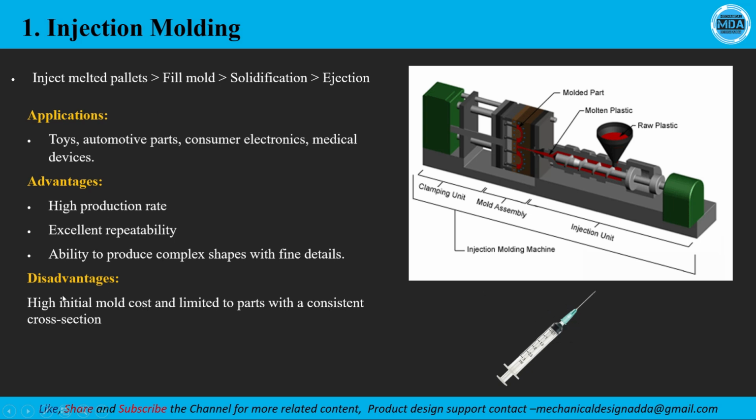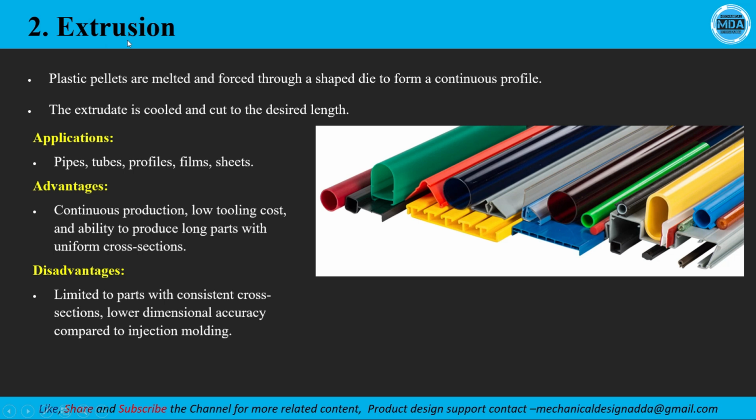The disadvantage is that it has a high initial mold cost. Next one is extrusion. The extrusion process we generally use to get a uniform cross section throughout the length. Like you can see this, suppose I want this cross section completely. So like tubing, or cross sections like a rectangle, circular, triangle, this type of shape. If you want it continuous throughout the length, at that time we use the extrusion process.